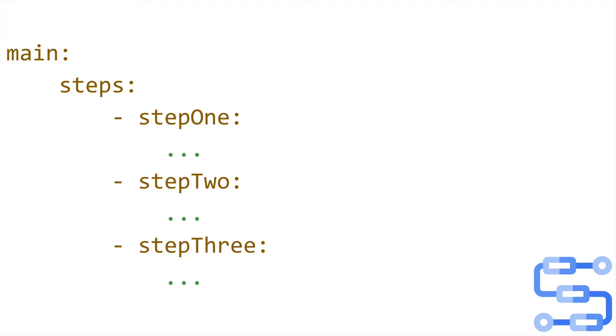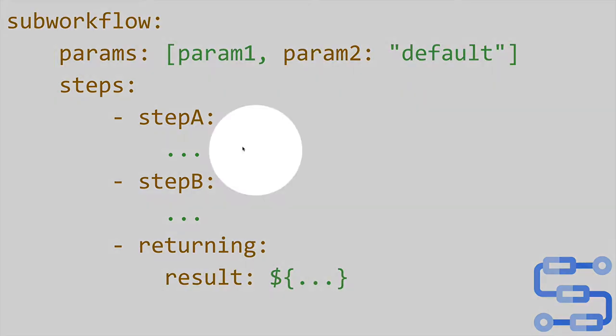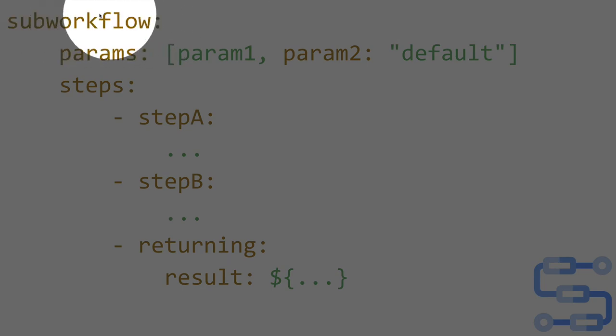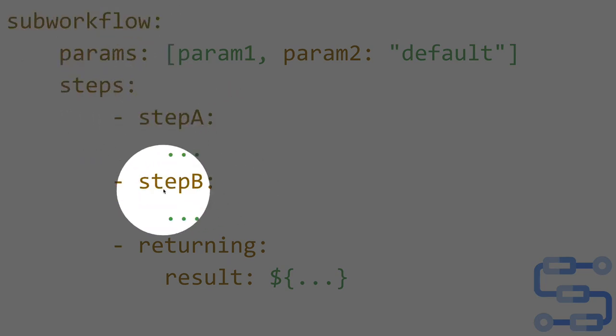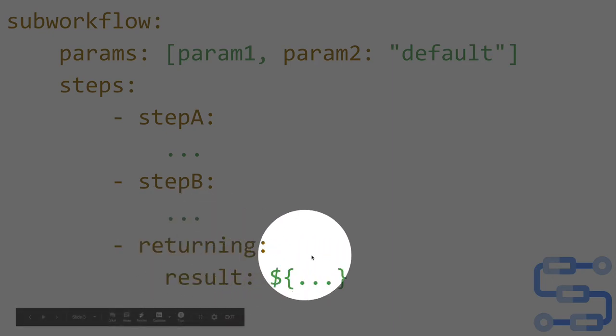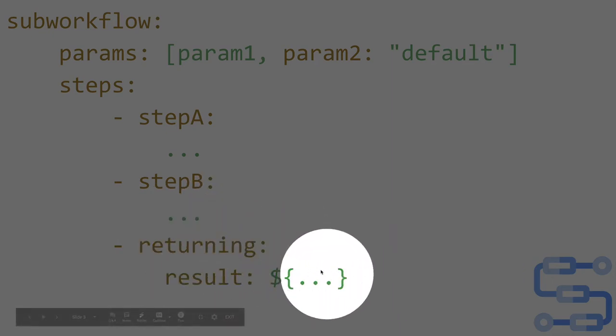But now let's say you need to create a sub-workflow that you want to be reused somewhere in the main workflow. This is the same structure. So you name your sub-workflow. It's called sub-workflow. You've got the steps as usual. You've got one last step that is going to return some results, some expression.